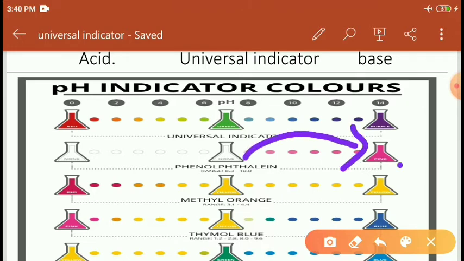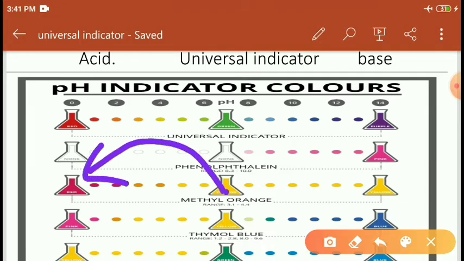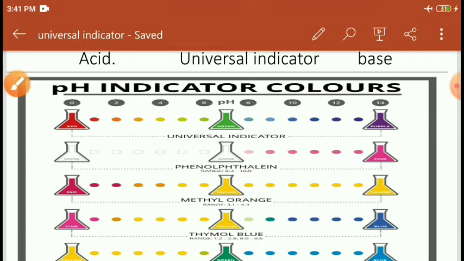Right students? Methyl orange is an orange color. When methyl orange is added to the acid, it turns pink, or you may say red color. When methyl orange is added to the base, it turns yellow. Right students?